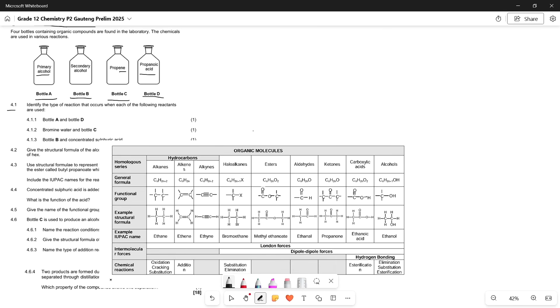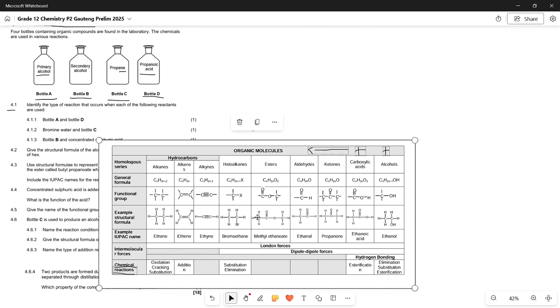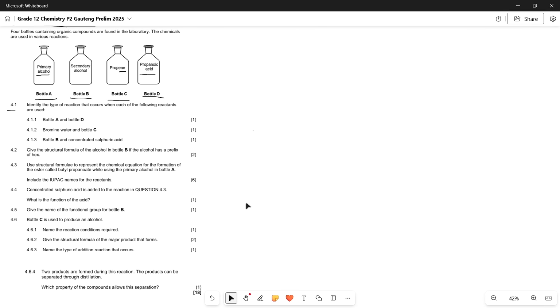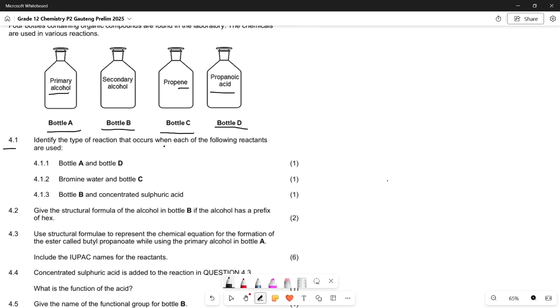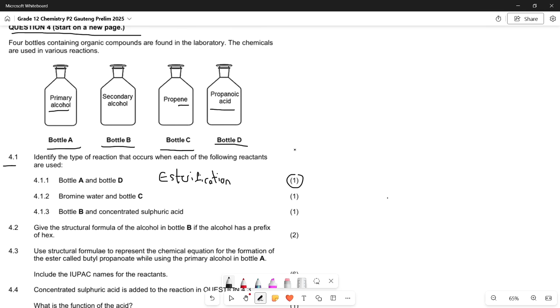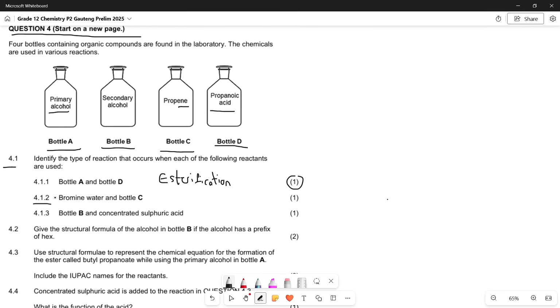So a very common reaction, as we can see here on the sheet, for a carboxylic acid and an alcohol is esterification, because carboxylic acids with alcohols will form esters. So this guy plus this guy equals an ester over here, which means we can just call this esterification. It isn't an addition, substitution, or elimination reaction. It is a condensation reaction, but it's much easier if we just call it an esterification reaction. So we can just go ahead and write esterification, and that would earn us 1 mark over there. And then they're saying bromine water and bottle C.